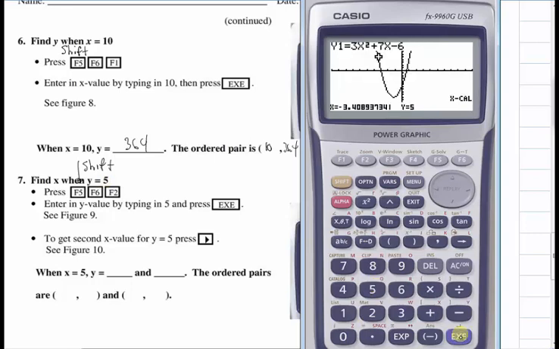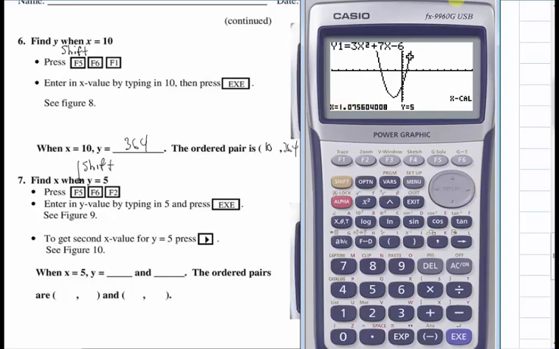Now, with a parabola, there's going to be two x values for this. Okay. So our first one happens when x is equal to negative 3.41. To get the second one, we just hit our right arrow key, and that brings us to the second one. See, we still have y equals 5, but this time it happens when x is equal to 1.08. Okay, so we've got two x values when y is equal to 5. Okay, one at negative 3.41 and one at 1.08.